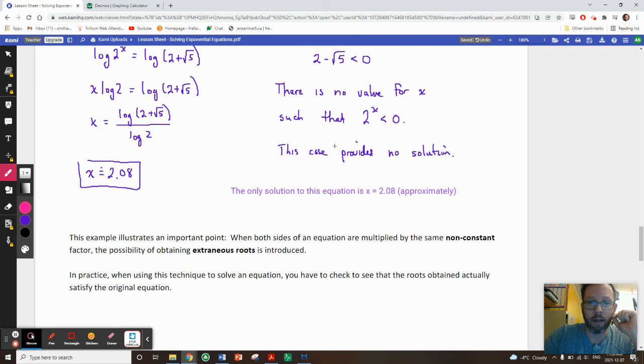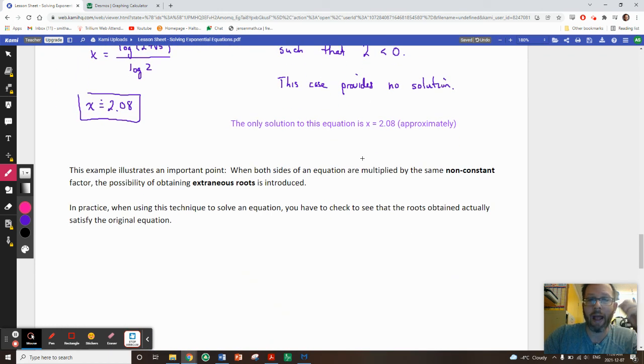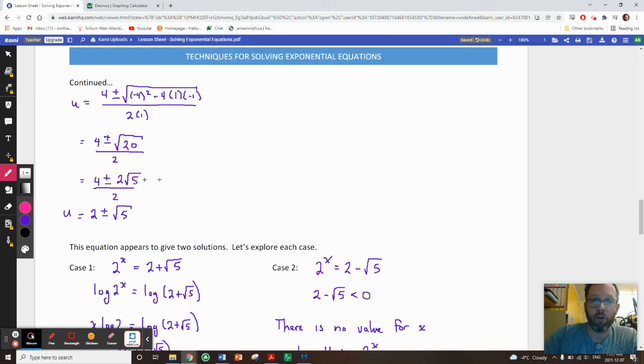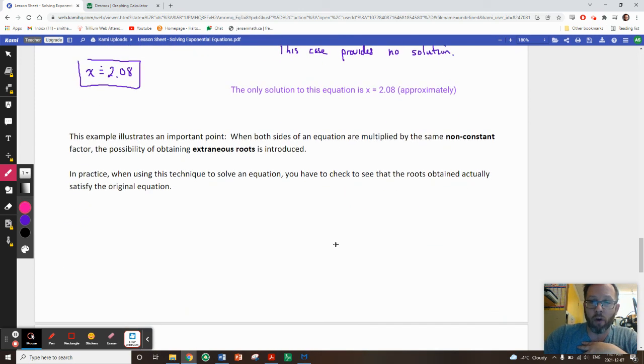So what we have to be careful of is that when we are multiplying by a factor that's not constant, it is possible to obtain extra roots. And here, 2 to the power of x being 2 minus root 5 was like an extra root. It's not actually possible. So you need to check to see that the roots obtained actually satisfy the original equation.